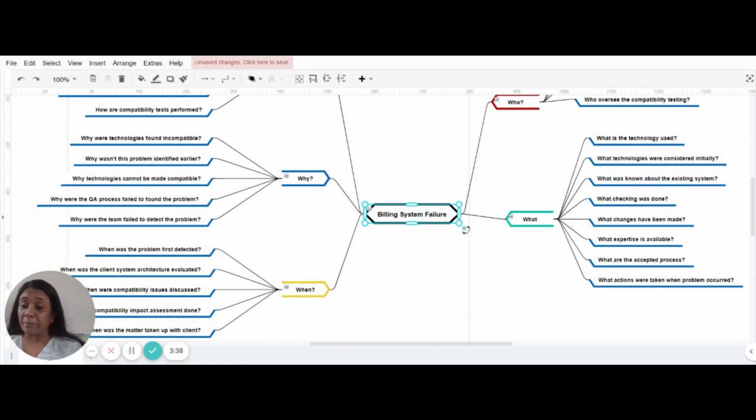So to sum it up, a mind map is a very effective tool which allows you to organize your thoughts and ideas and allows you to further analyze these ideas in order to devise a plan.